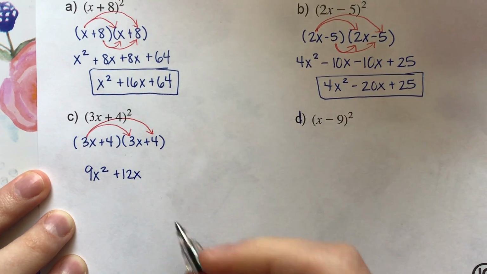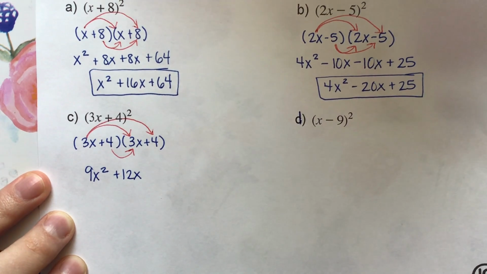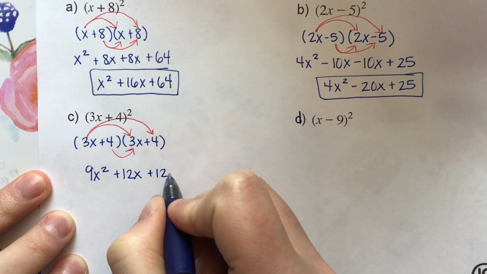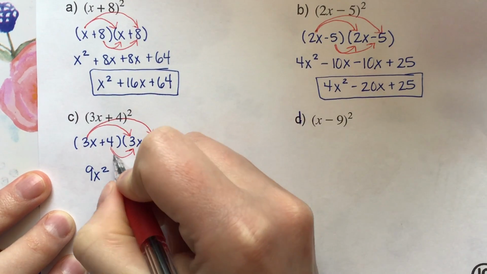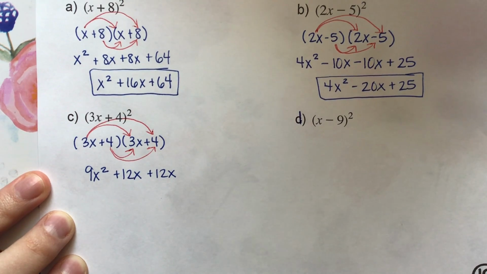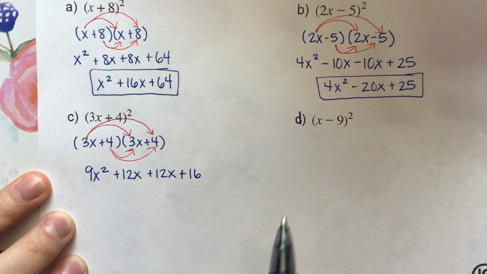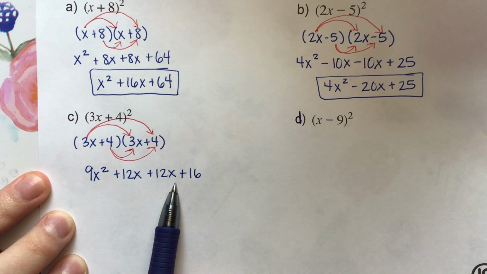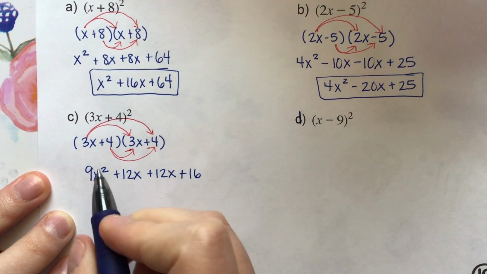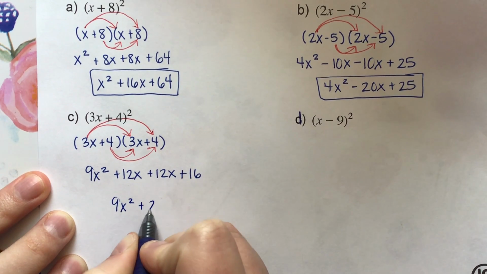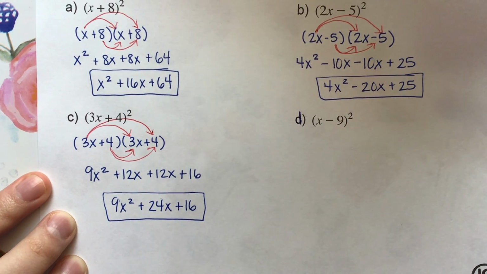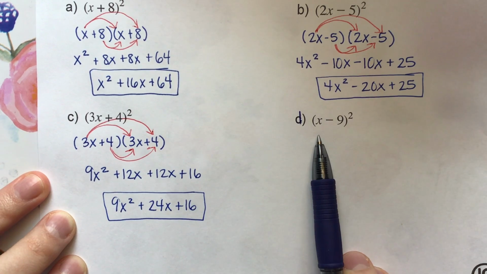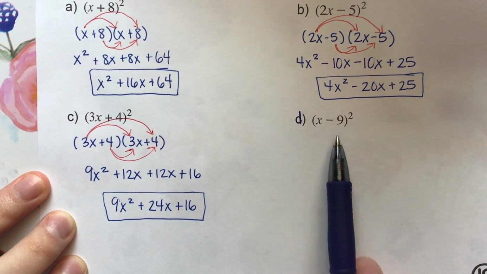Inner terms is 4 times 3x, which is 12x. And then my last terms of the parentheses is 4 and 4, so that's 4 times 4, or 16. Now, in the middle, I have like terms. 12 plus 12 is 24, so I'm going to have 9x squared plus 24x plus 16, and there is my solution. I have one more example doing it like this, where we have x minus 9 squared.